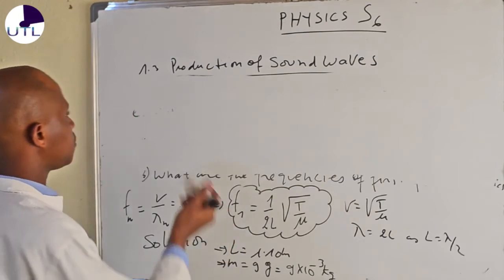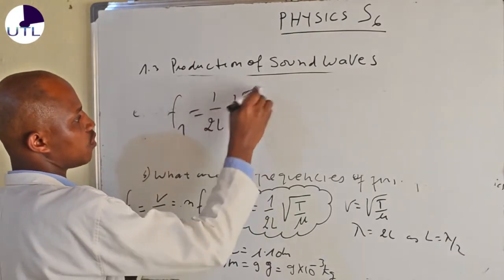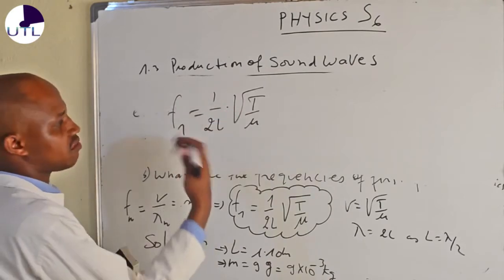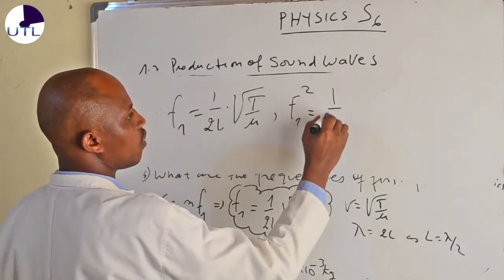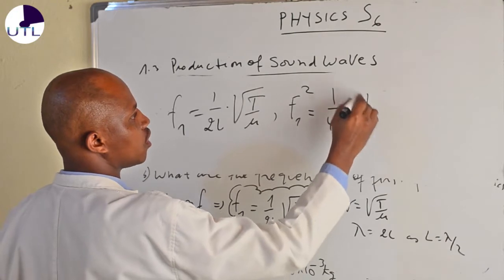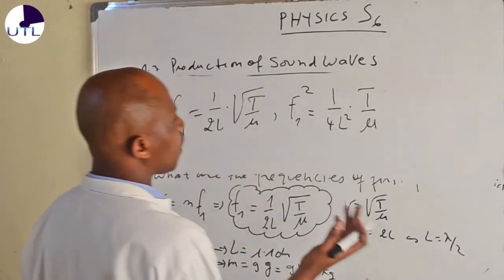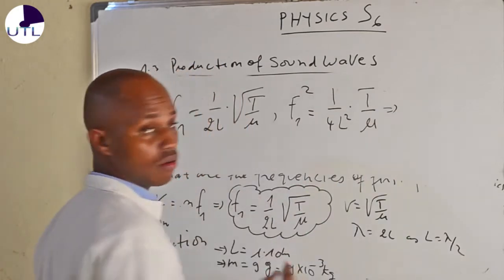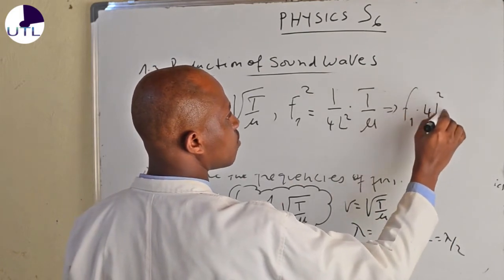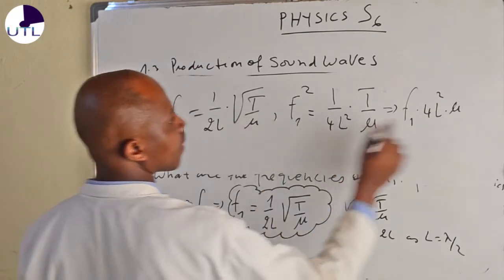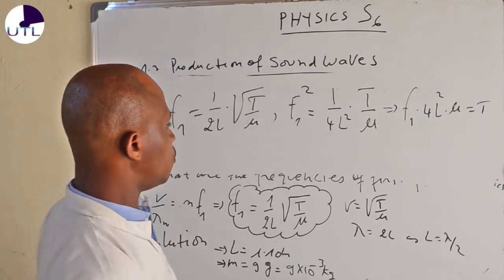By using this formula, the fundamental F1 is equal to 1 over 2L times the square root of tension divided by mu. Can I square both sides? Very simple. F1 squared is equal to 1 over 4L squared times tension divided by mu, because the square will remove the square root. So, can I do cross multiplication? Of course. Now, I have F1 times 4L squared times mu is equal to tension.